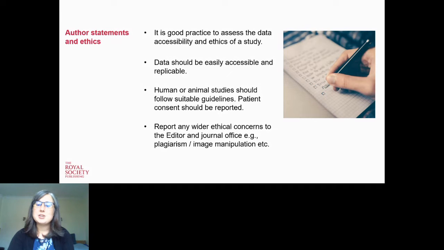This can include figures that look like they've been manipulated, examples of plagiarism, any obvious conflicts of interest, and concerns over funding, to name a few. How we proceed will depend on the situation, but it will usually involve putting the manuscript on hold and contacting the author for more details. We take all ethical concerns very seriously and follow guidelines provided by the Committee on Publication Ethics, or COPE.